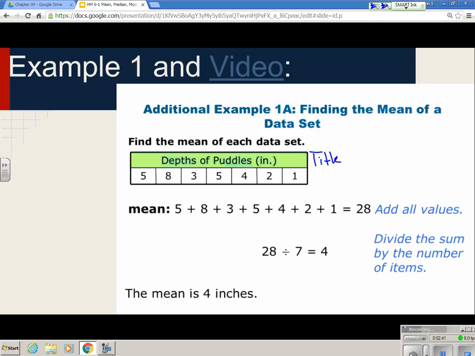If we wanted to find the mean, here's the algorithm or process you have to do: add the values, and then divide the sum by the number of values. So you add 5, 8, 3, 5, 4, 2, and 1 together. That gives you 28. Then you divide by 1, 2, 3, 4, 5, 6, 7. You divide by 7 because that's how many things you were measuring. And you'll find that the average depth of the puddles is 4 inches. So it's pretty easy to find the mean. Get these notes down before going on, or you're going to find yourself a mean teacher because you didn't follow the directions.